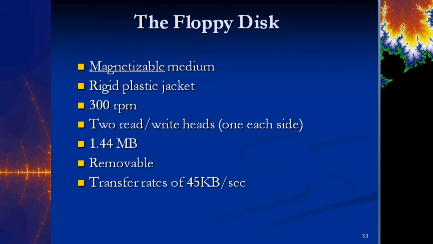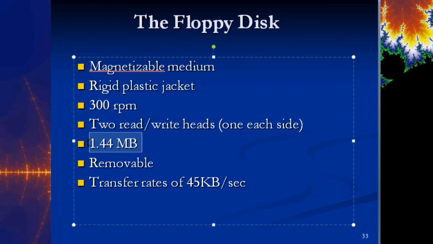So as I said, we have a magnetizable medium in the floppy disk, and now this one is specifically talking about the 3.5-inch, but I referenced the 5 1/4 as well, because it was the predecessor. But the big thing here is these were removable. You could work on something at work and then take it home. And so, here are some of the transfer rates of that technology.